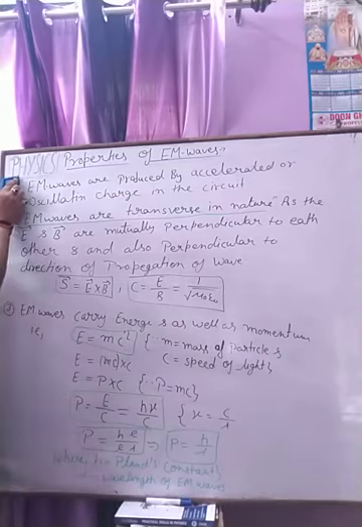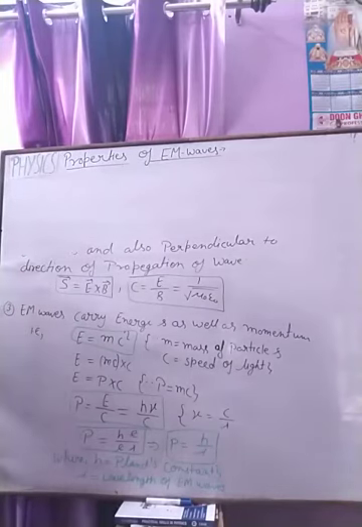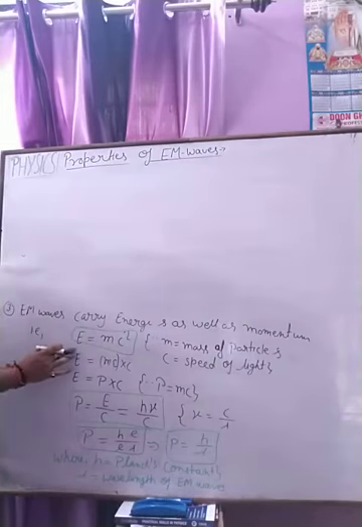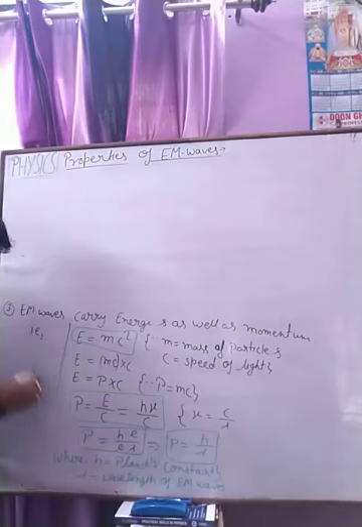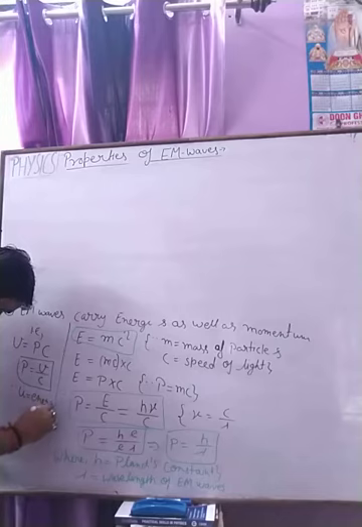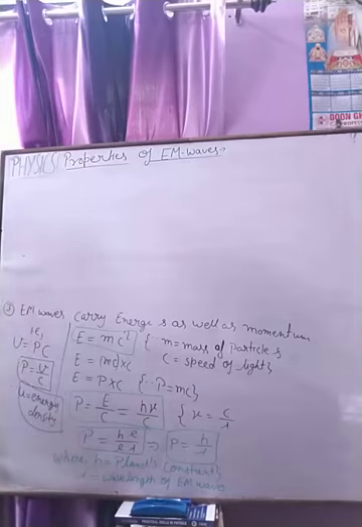Okay, here students, in place of E we can also use U equal to P into C. So we get P is equal to U upon C, where U is energy density. In the last lecture we discussed the energy density, which is U.